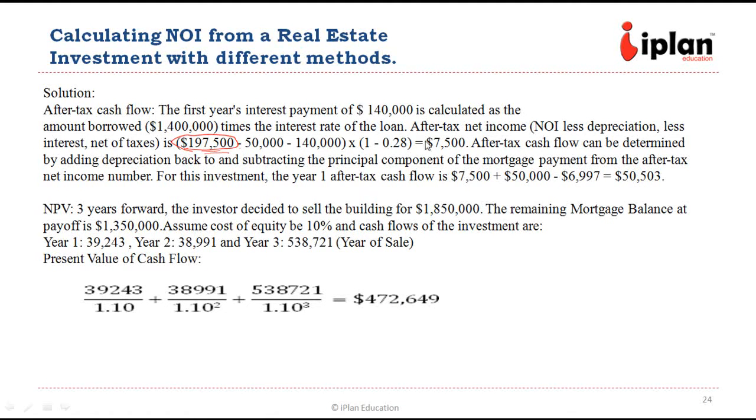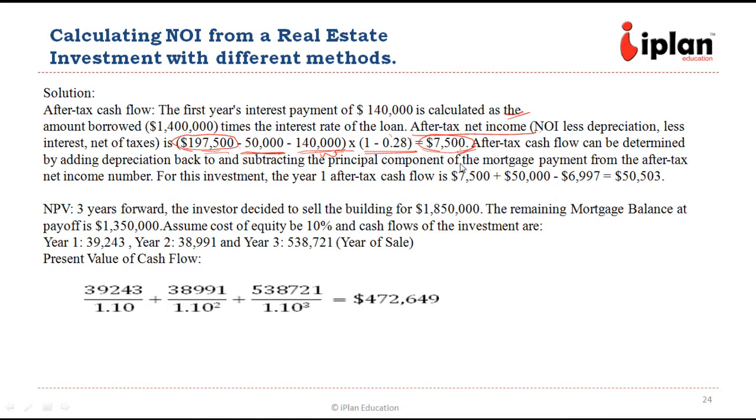So to calculate after tax net income, we need to find out the depreciation. For taxation purposes, we are going to subtract it, minus the interest cost, which is 140,000. So this is the before tax income. Now we have 1 minus t in order to find out after tax income. So this is the tax part, which is subtracted. Finally, we have $7,500. So this is the after tax net income.